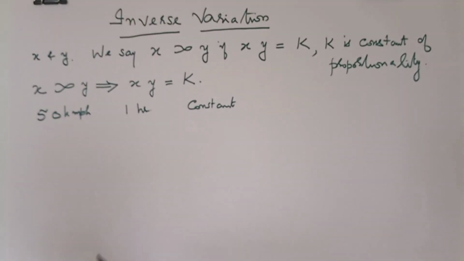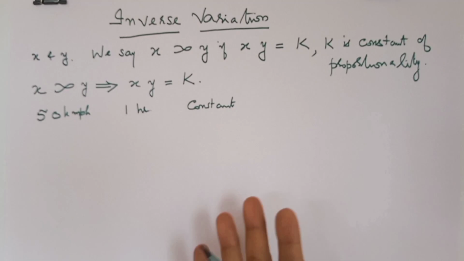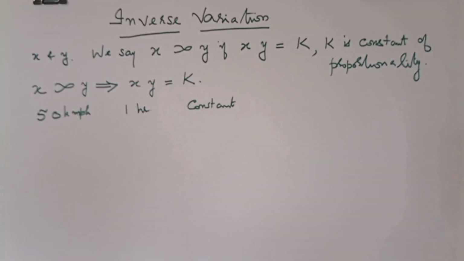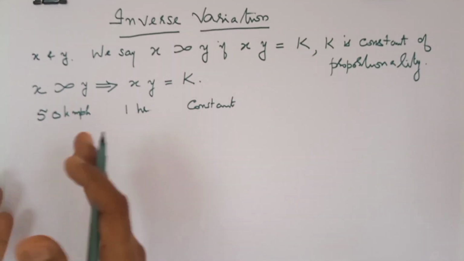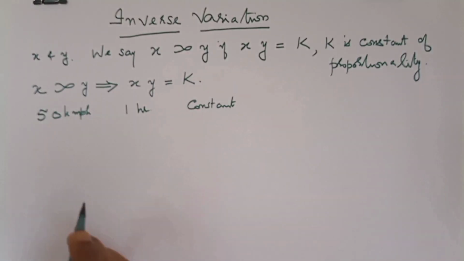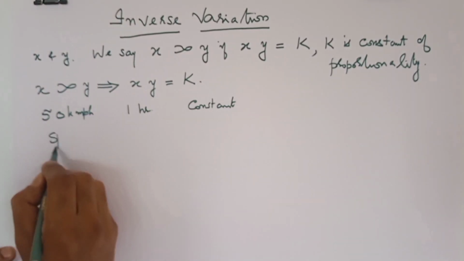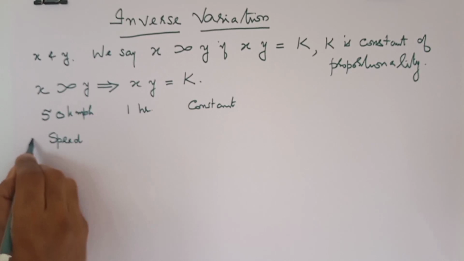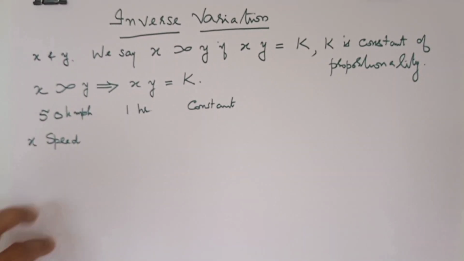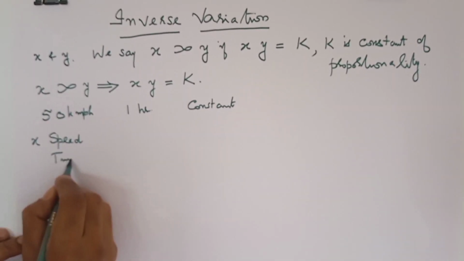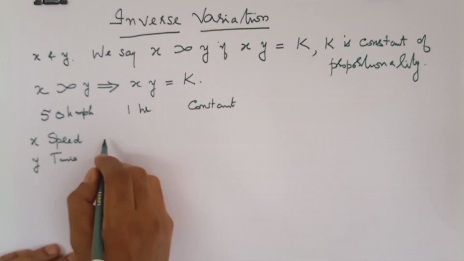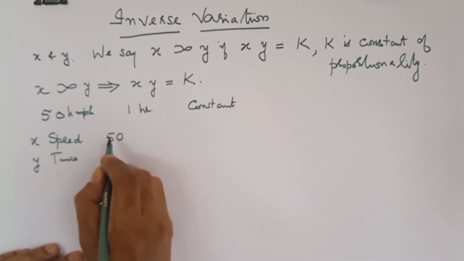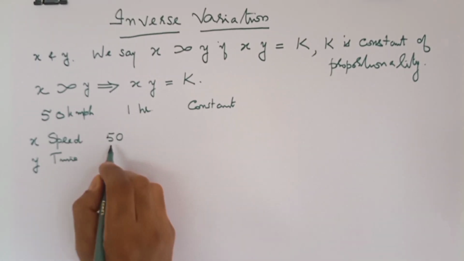Now, as you can see, the faster you move, the earlier you reach the college, and the slower you move, the more time you take to reach the college. So speed and time, we say, are inversely related to each other. For example, let's denote speed by x and time by, say, y.